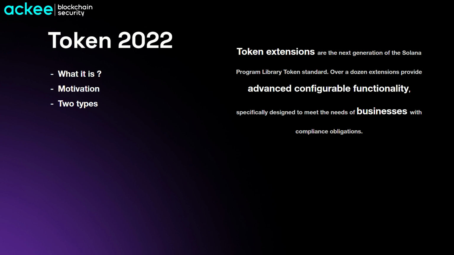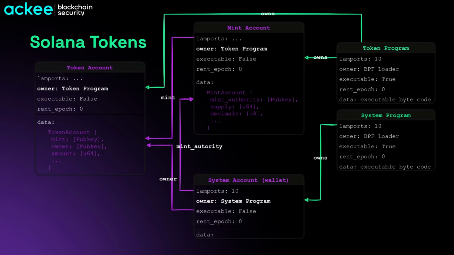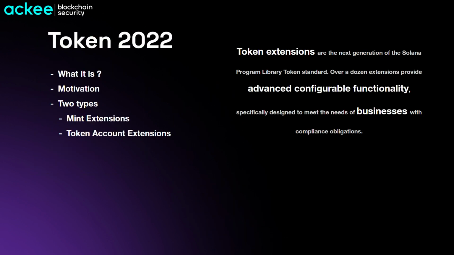So there are basically two types of extensions. The first type is mint extensions, and the second type is token account extensions. If we go back to this picture, one type is regarding the mint account. This means mint extensions. These are the extensions specified for the token, and the second extensions are over this token account type, where the number of token account extensions is smaller. But we will see. So let me go back.